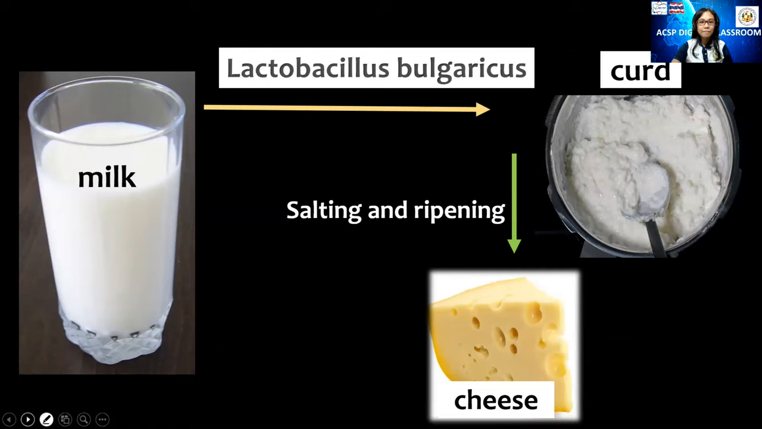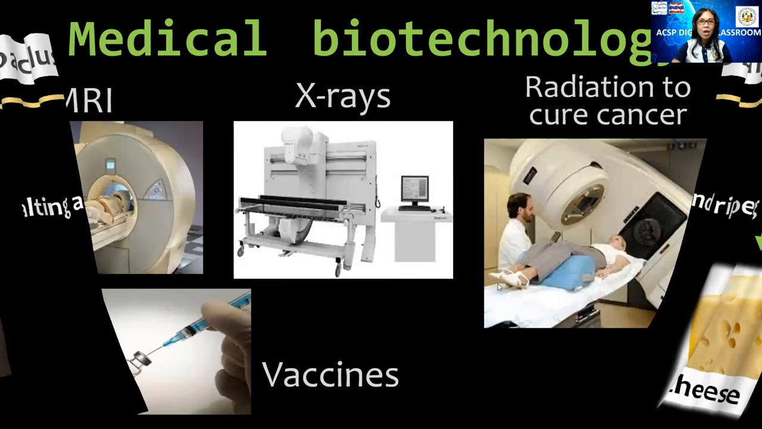How about the cheese? How is the cheese being made? Okay, it will change into curd. And then put some salt. Okay, salting the curd. And then put some flavor. Ripening means putting flavors to the curd and then storing it, and it will become cheese also by the fermentation process.